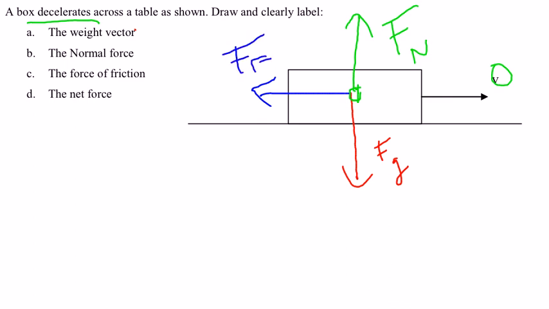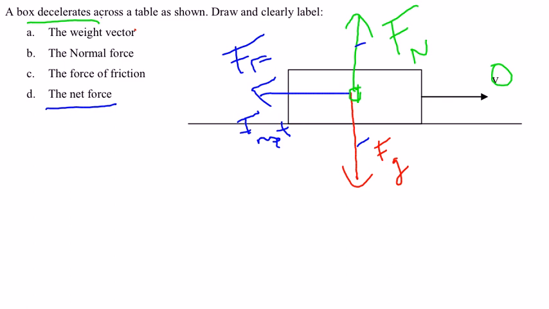All right? And then I ask about the net force. Well, two things to understand this answer. One, there's no other force acting on it. So these two are canceling out, and the only thing left is the force of friction. So that's one way for you to know that the net force is the same arrow. It's the force of friction. It's the same arrow.